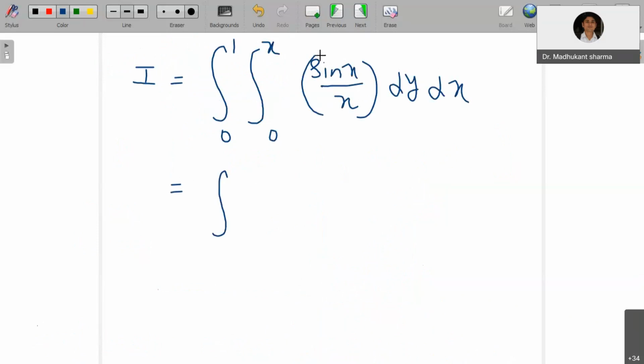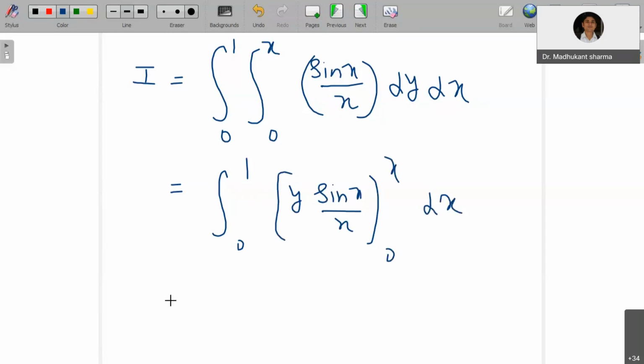Now, when you are integrating with respect to y, this is a function of x only. So you have to treat this as a constant. Okay. So what is the integration? y times sine x, from 0 to x, dx. And now integration 0 to 1. Now it is easy to solve.